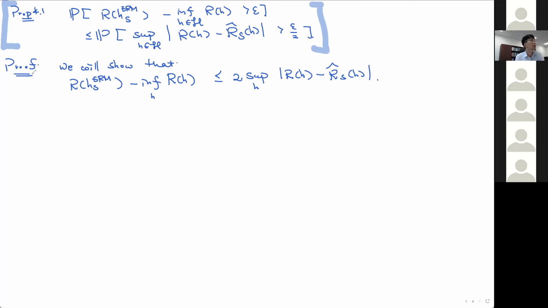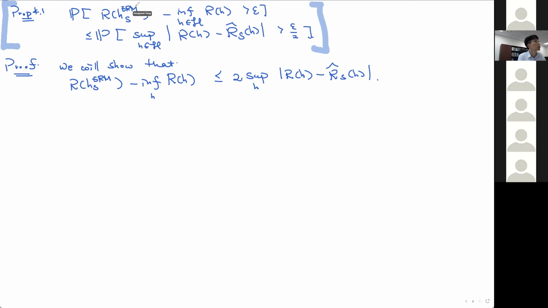So then the proposition follows, because if this is always true for any S, and if we show this statement that I just showed here, that will imply the proposition, because if the left-hand side of this inequality is greater than epsilon, then the right-hand side is going to be greater than epsilon as well, from which the proposition will follow. So then the question becomes how we can show this. Okay.